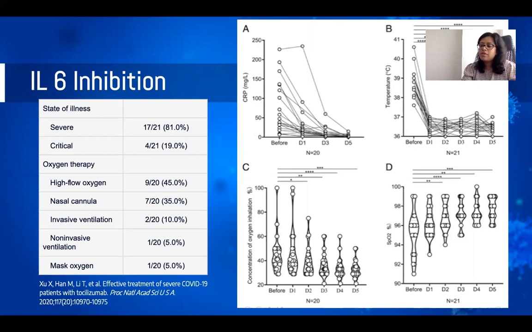And the second group of graphs on the right: the chart on the top left shows a marked fall in CRP by day 1, day 2, after giving the tocilizumab, a fall in temperature, which is graph B, the fall in oxygen requirements, graph C, and improvement in the patient's oxygen saturations in graph D.